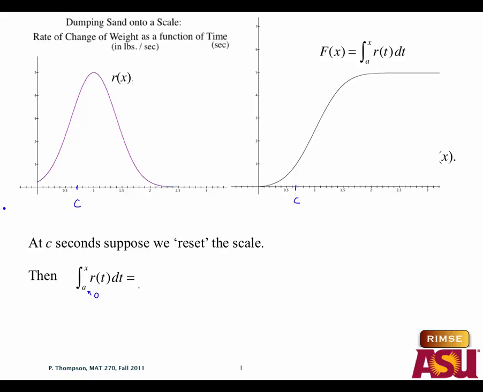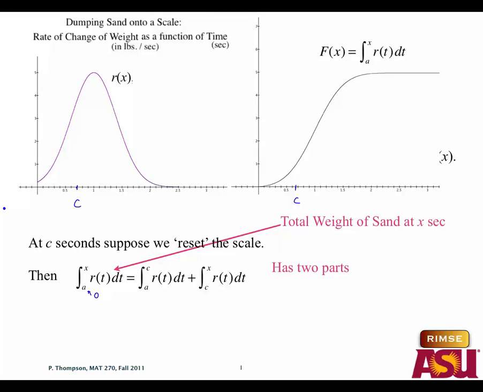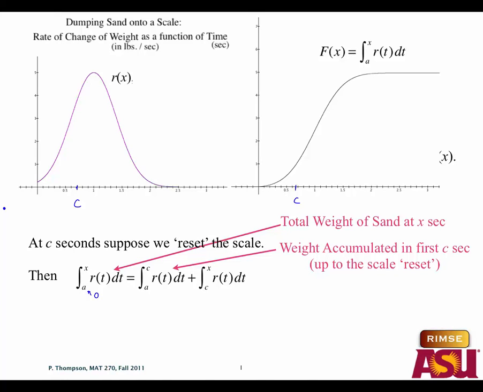Yeah, so what we can do is write the total weight of sand on the scale at X seconds in 2 parts. We can write it as the weight accumulated in the first C seconds, so that would be from 0 to C, the integral from A to C, plus the sand that accumulates after we reset. And that turns out to be the scale reading, right? So that's the integral from C to X, after the reset. That value would be the scale reading.